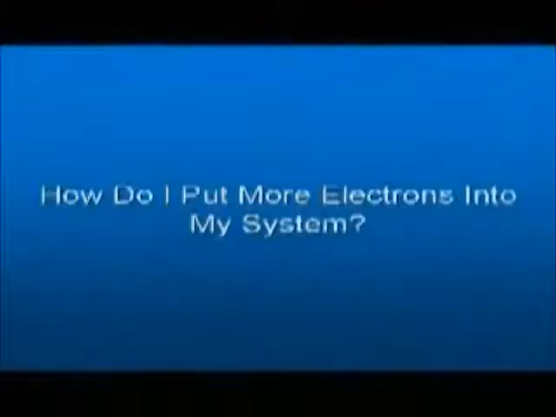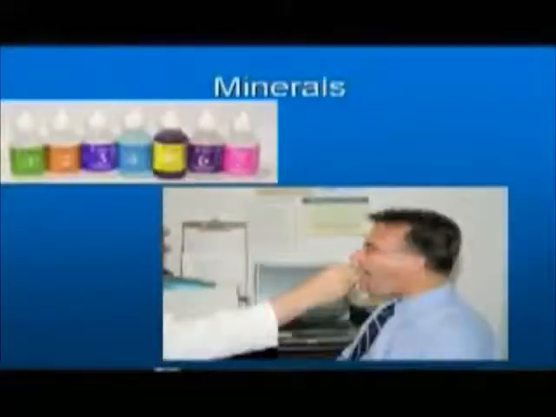So how do I put more electrons into my system? Vitamin C, silicon, most of the things that are really useful are electron donors. In addition, the body uses minerals as on-off switches. So almost everybody that has a chronic disease will also be depleted in minerals. The way you test minerals is by dropping samples of the minerals on your tongue, and they should taste horrible. If they taste anything but horrible, you're deficient in that mineral.